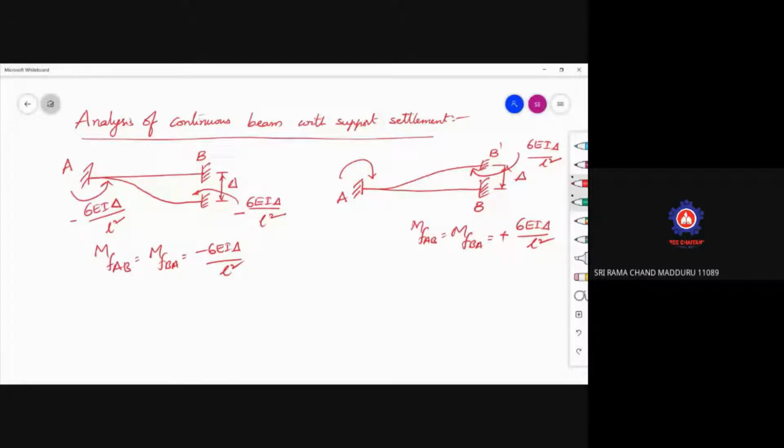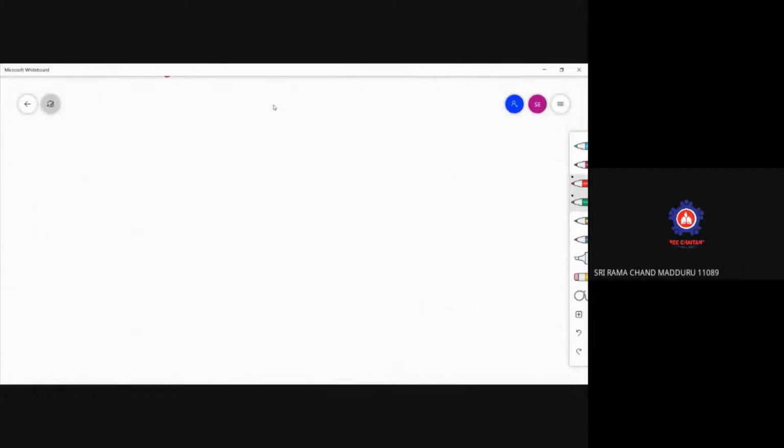So now we will go to one problem and we will try to analyze the given problem by considering a support got settled. So note on the problem. Analysis of a continuous beam.